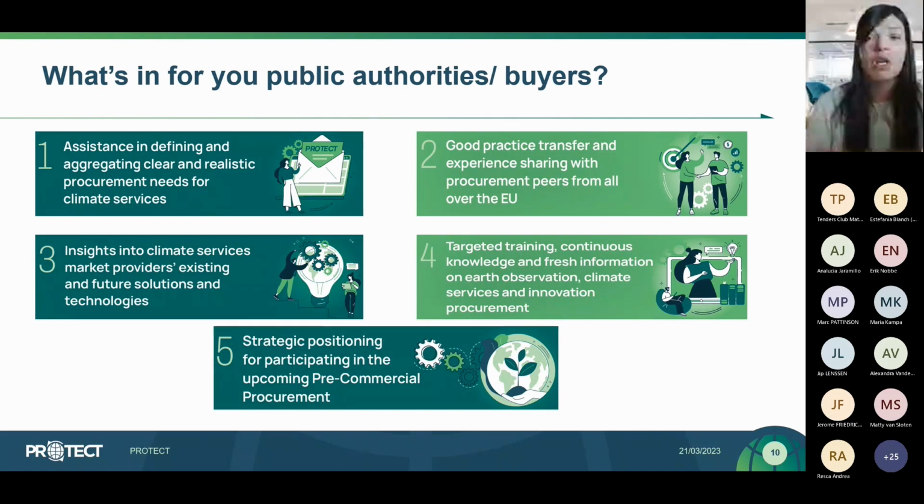And so for that, we will be constantly sharing with you fresh insights from the market on future solutions and technologies. Targeted training, I'm not talking about that anymore because it's going to be presented in a minute. And ultimately, the goal is to be strategically positioned for participating in the upcoming pre-commercial procurement next year, or in future procurements that may also be organized by the Commission or at national level.